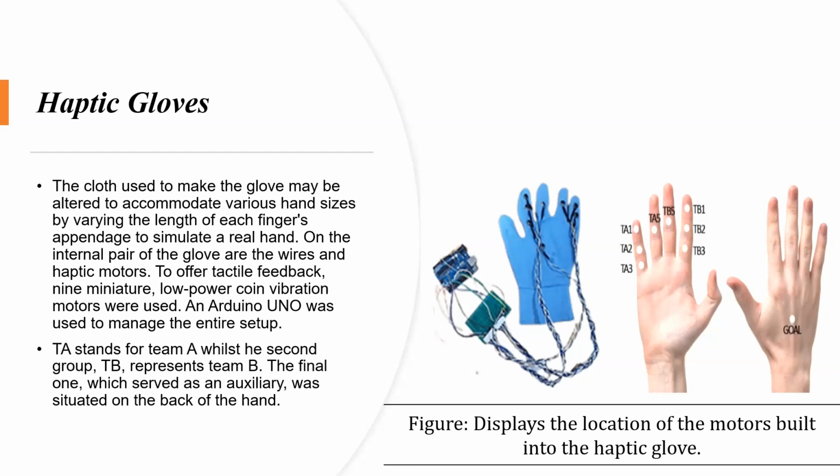Team B is represented by TB1, TB2, TB3, and TB5, whereas Team A is represented by TA1, TA2, TA3, and TA5. The final one, which served as an auxiliary, was situated on the back of the hand. For the right hand, a functioning prototype was created first, and an Arduino Uno was used to manage the entire setup.